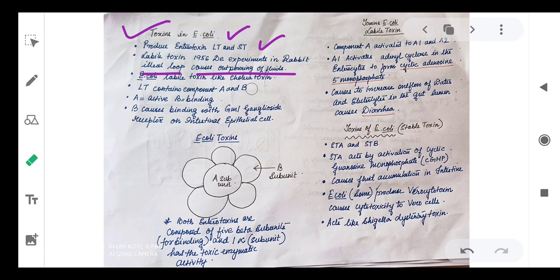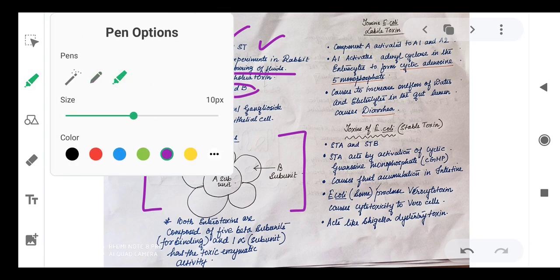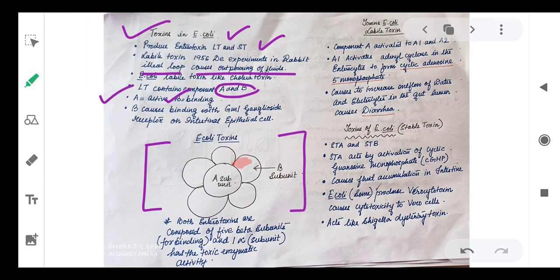Why? Because it has A and B subunits. A is the active subunit, B is the binding subunit. So you know that this is your E. coli toxin which we have talked about. So you know that this has 5 beta subunits. So this is your beta subunit. So this is your, if I color it, 5 beta subunits.